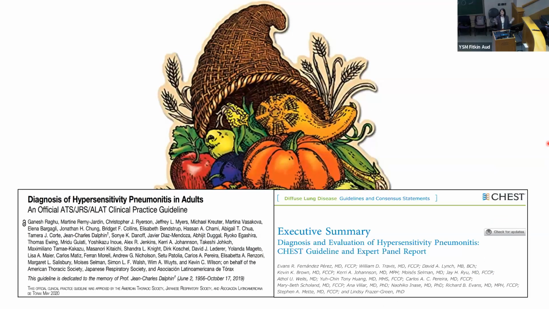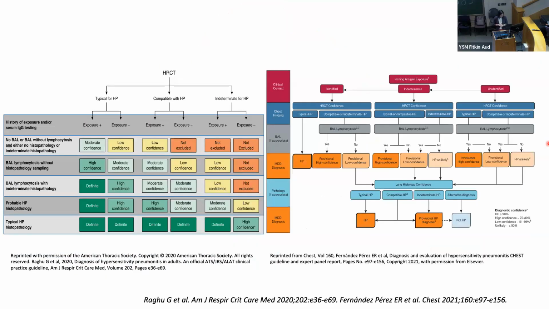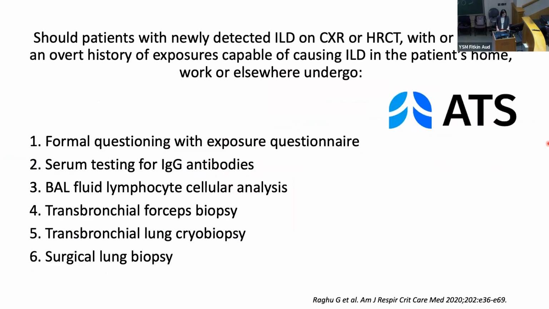So then we had this veritable cornucopia of guidelines that came out in 2020. And I think they've served a really good purpose, but they send some shared messages and some different messages. So these are the diagnostic algorithms that came out of each of these, with the ATS one (ATS, JRS, ALAT) on the left, and then the ACCP CHEST one on the right.